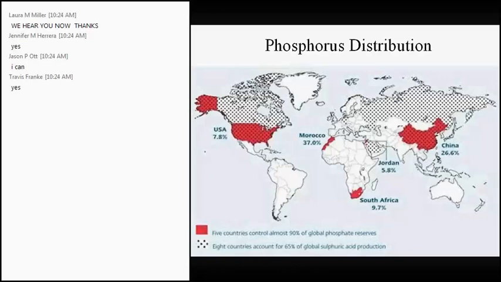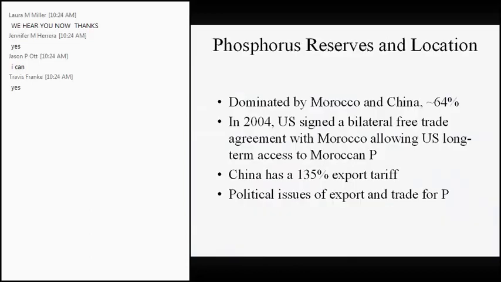What the United States has done, thank goodness, is they made a bilateral free trade agreement with Morocco in 2004, and this allows U.S. long-term access to the Moroccan phosphate. China has about a 135% export tariff on it, and that's not something that we would like to be paying. So as long as political issues are okay with Morocco, this will be a good thing. If something ever happens with Morocco, then the United States is going to be in dire need of some phosphorus.